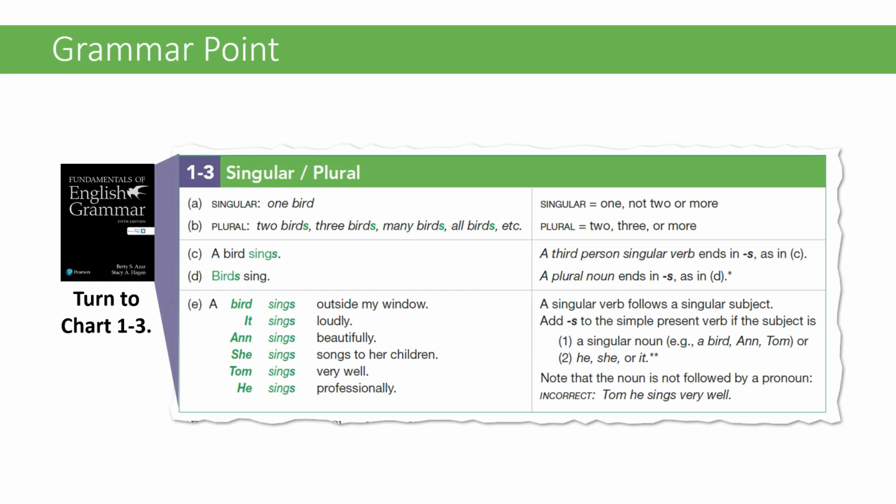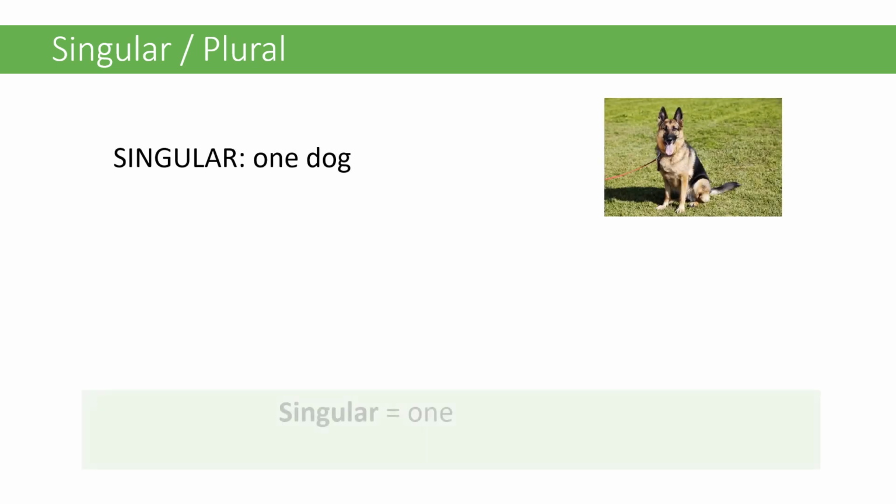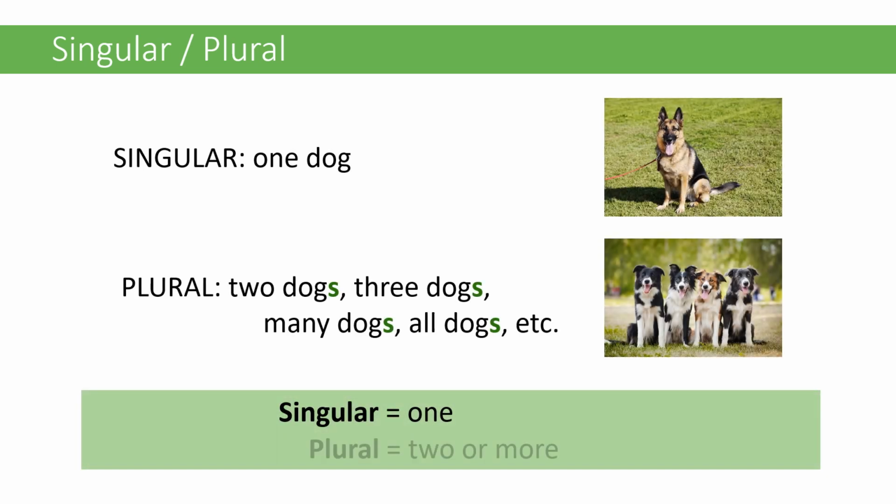So singular means one and plural means more than one. If we look at this table here, we can see that when we are talking about singular nouns, we don't put an S on it, right? So here singular means one, not two or more, and plural means two, three, or more. So singular, we have one dog. Plural, we have many dogs.